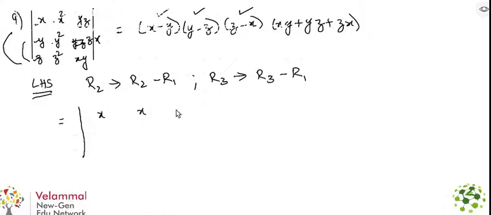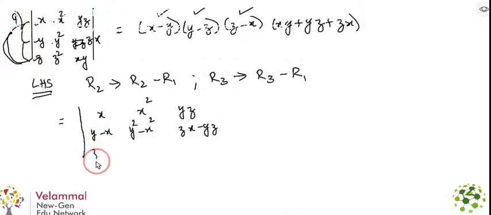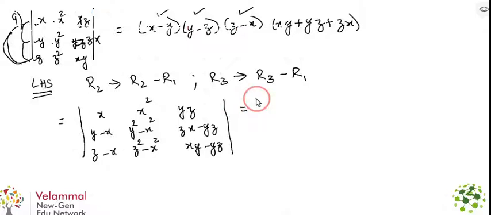So the first row becomes x, x², yz. When I subtract r2 minus r1, y minus x, y² minus x², zx minus yz. Coming to the third row, r3 minus r1. So z minus x, z² minus x², xy minus yz. So we have subtracted now. And now, are you able to understand? I am going to factorize as much as possible.